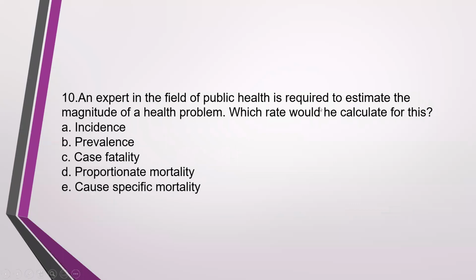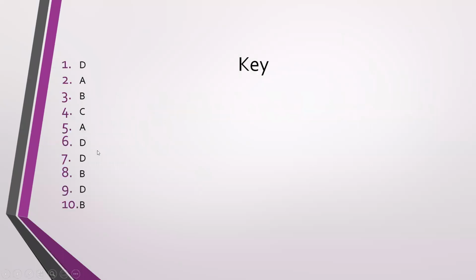An expert in the field of public health wants to estimate the magnitude of a health problem. What rate would he calculate for this? For the magnitude of the health problem. Prevalence. Yes, B. It would be prevalence. So for the magnitude of a health problem, we use prevalence, not incidence. So this is the key.